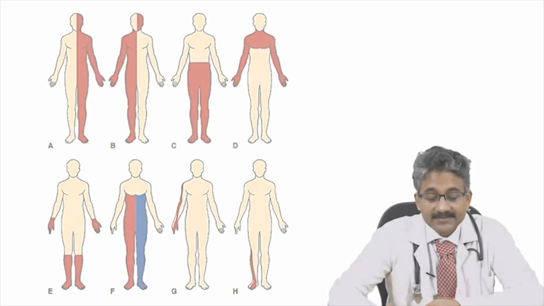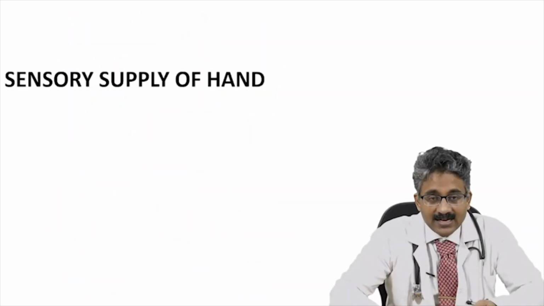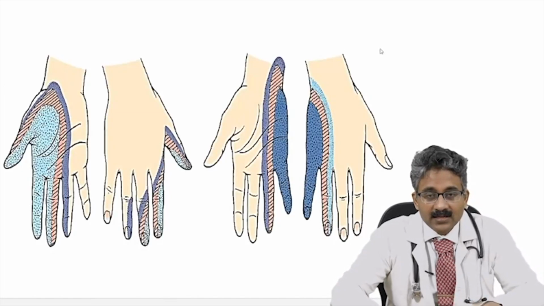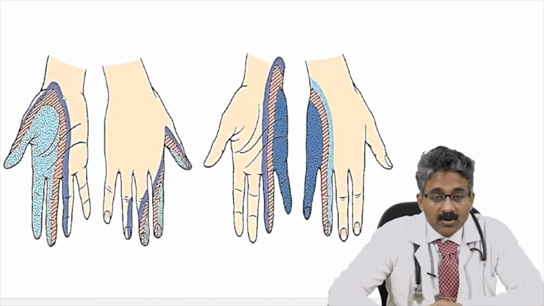Okay, right. I want to discuss even the sensory supply of the hand along with the discussion of the examination of the sensory nervous system. See, this is the palmar aspect of the hand. Okay, the palmar aspect of the hand, the lateral 3.5 fingers are supplied by the median nerve: the thumb, index, middle and half of the ring finger. Okay, the medial 1.5 is supplied by the ulnar nerve. This is the palmar aspect.